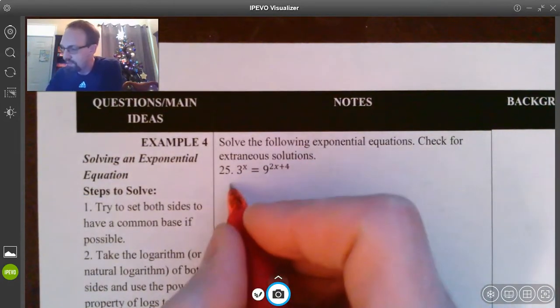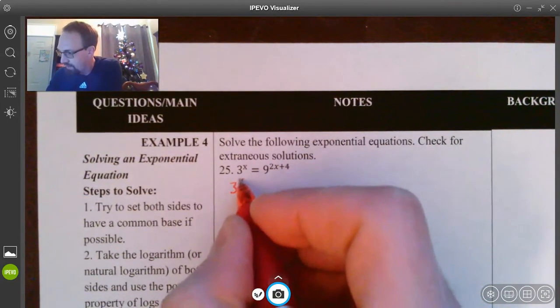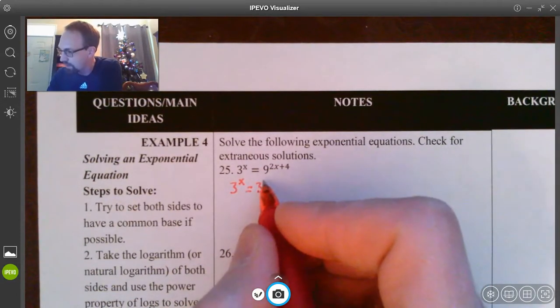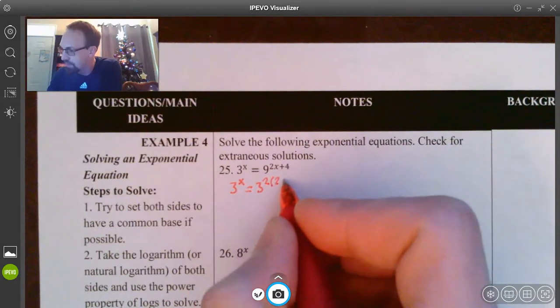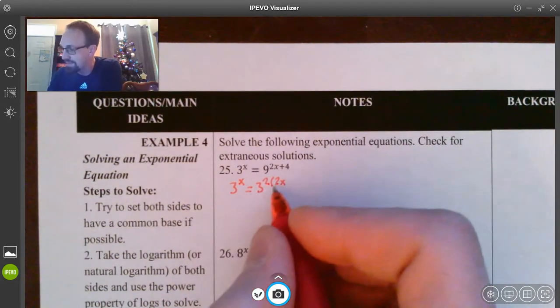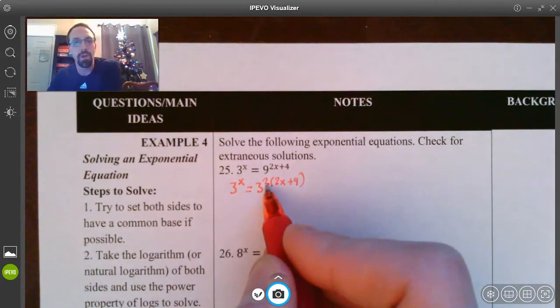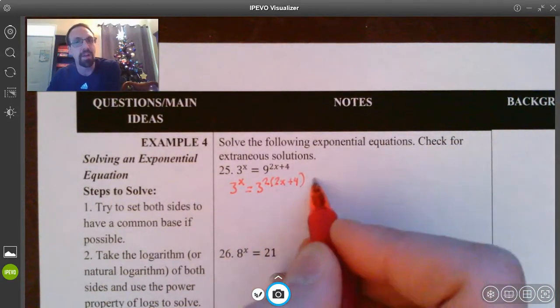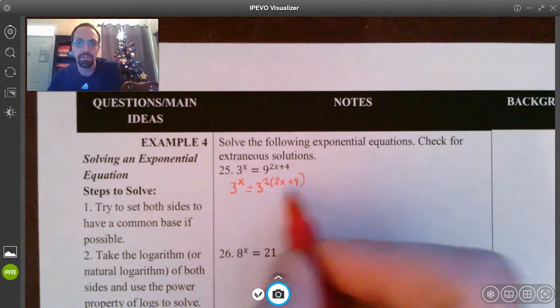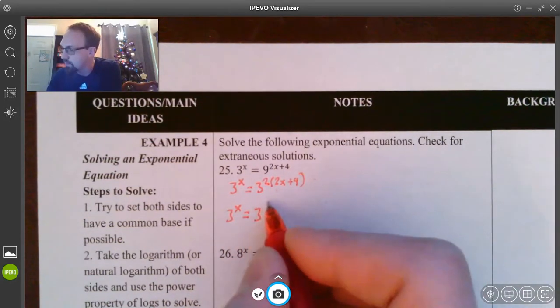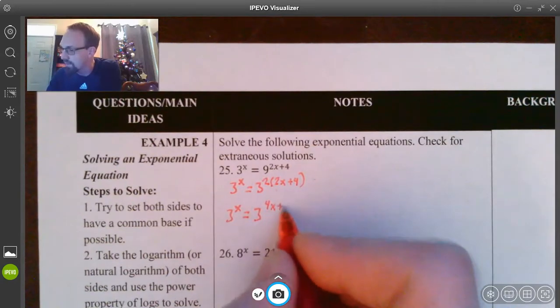9 is very close to that 3. In fact, if I take 3 squared, I'm going to get 9. And that's actually the way you want to go with this: you want to get the same base, the lowest possible base from that group. Now, because it's 3 squared, I'm going to put a set of parentheses around that 2x plus 4, because I do need to distribute that 2 to both of those. So that gives me 3 to the 4x plus 8.